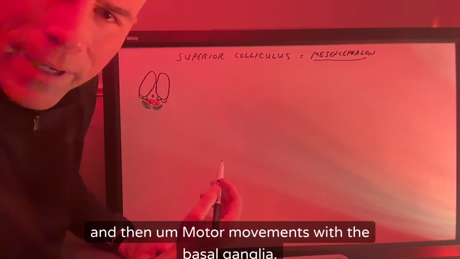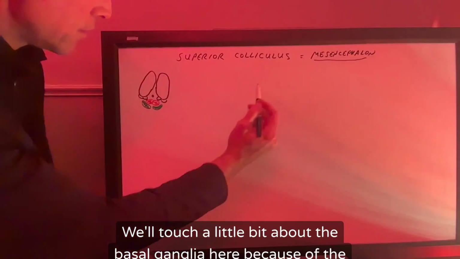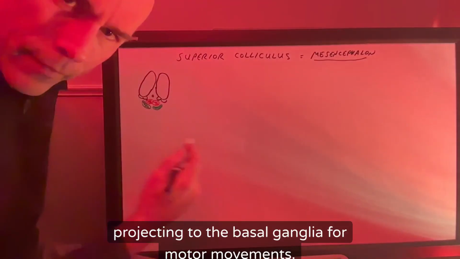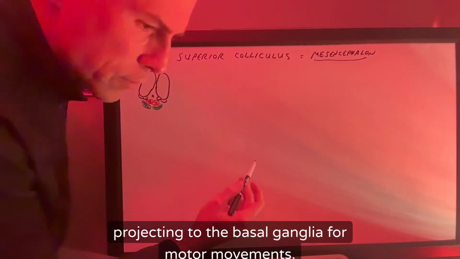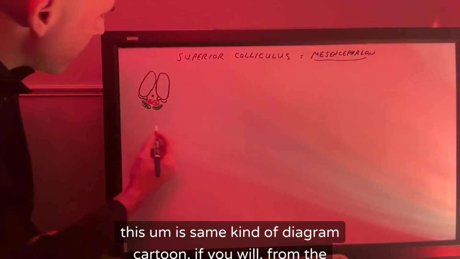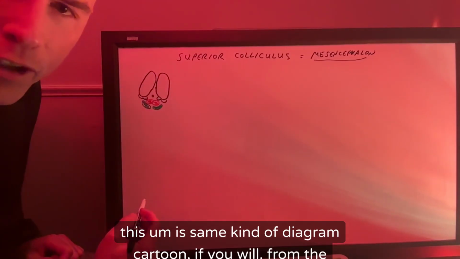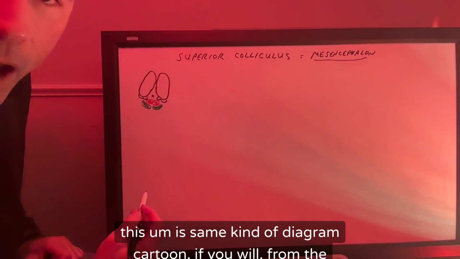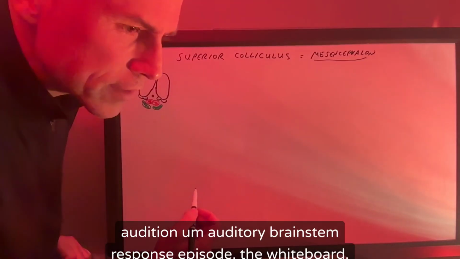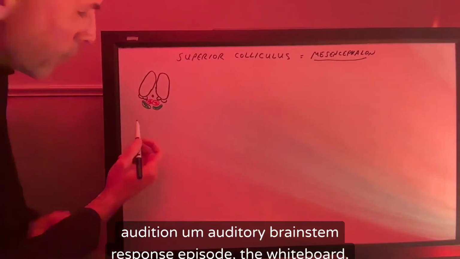motor movements with the basal ganglia. We'll touch a little bit about the basal ganglia here because of the superior colliculus projecting to the basal ganglia for motor movements. So this is same kind of diagram, cartoon, if you will, from the auditory brainstem response episode, the whiteboard.